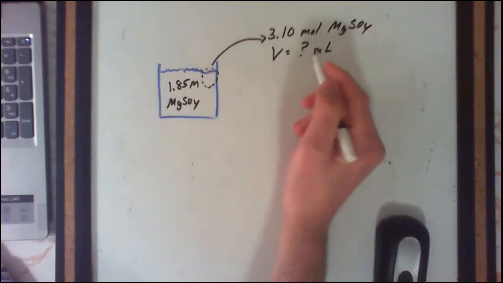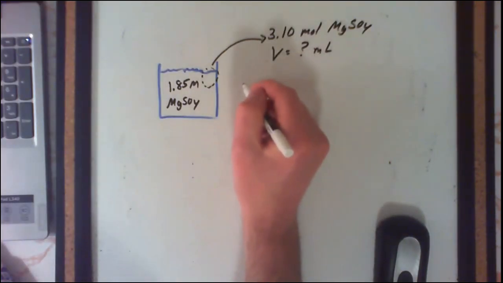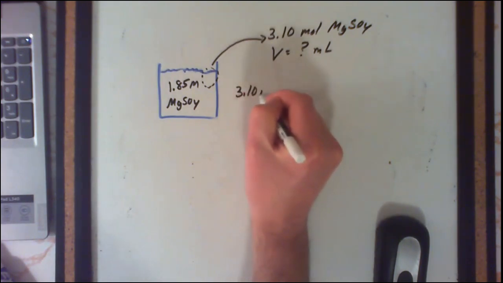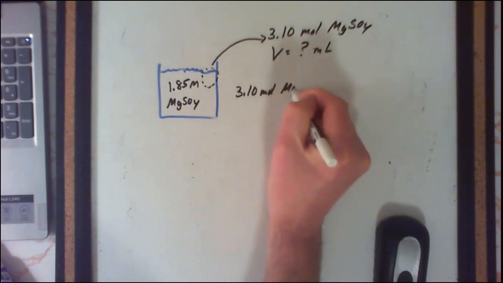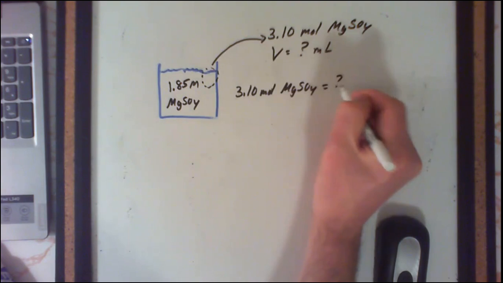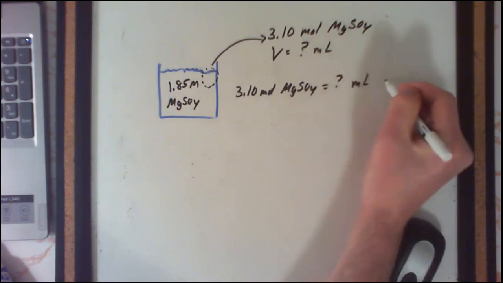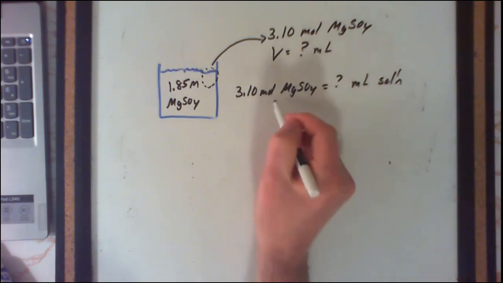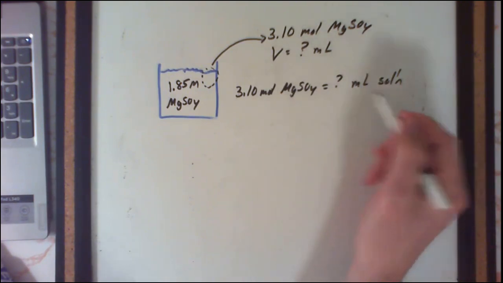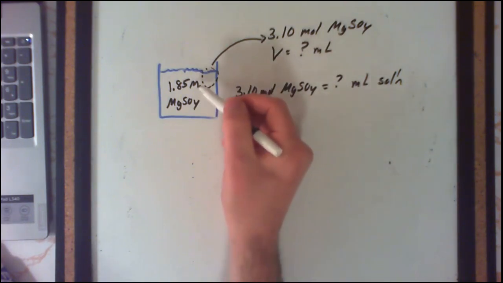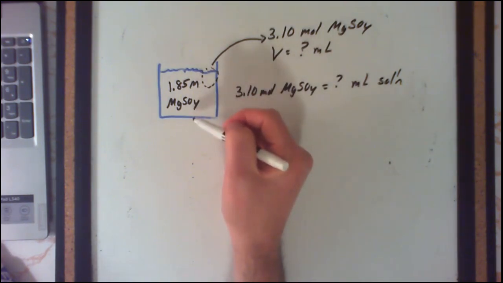So this is our picture. Ultimately what we want to do is go from moles of magnesium sulfate, moles of the solute, to volume, in this case milliliters of solution. So ultimately we want to relate moles of solute to volume of solution. We can do so using molarity, because molarity is that ratio of moles of solute to liters of solution.